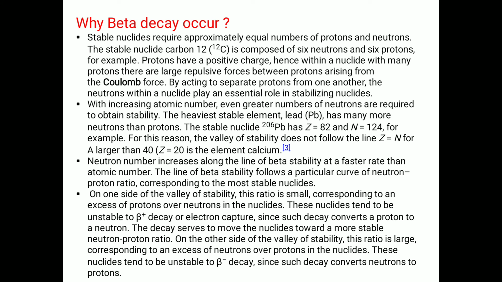On one side of the valley of stability, this ratio is small. Means what? Which ratio? Neutron to proton ratio is small, corresponding to an excess of protons over neutrons in the nuclide. Means neutron to proton ratio is small for one side, and these nuclides tend to be unstable to beta plus decay. Means what? When neutron to proton ratio is small, then there is a beta plus decay, and when the neutron to proton ratio is much more, then there is a beta minus decay.